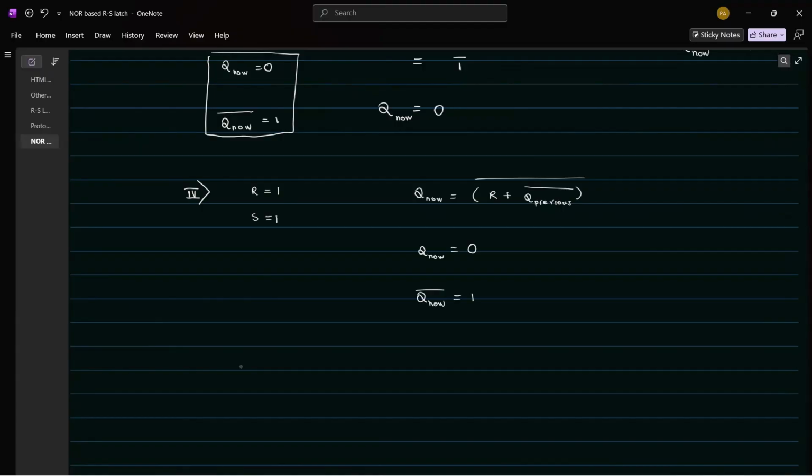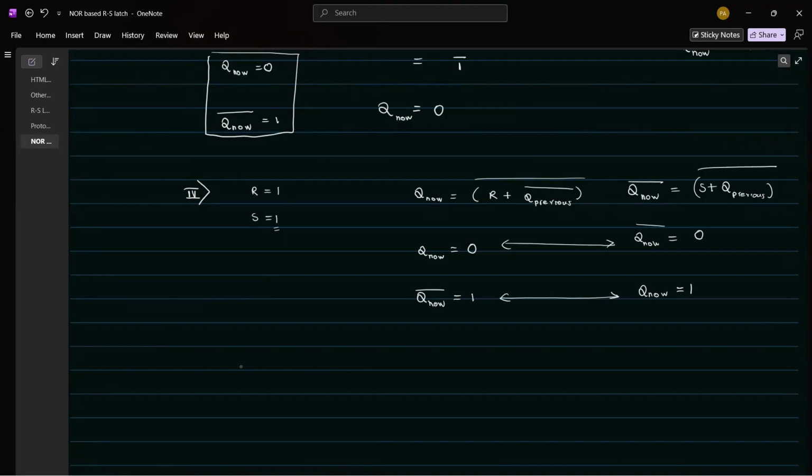But if I apply this equation, Q now whole thing bar, well, we know it is equal to S plus Q previous whole thing bar. But since S is also equal to 1, Q now whole thing bar will also be equal to 0, which means according to this, Q now should be equal to 1. These do not go with each other.